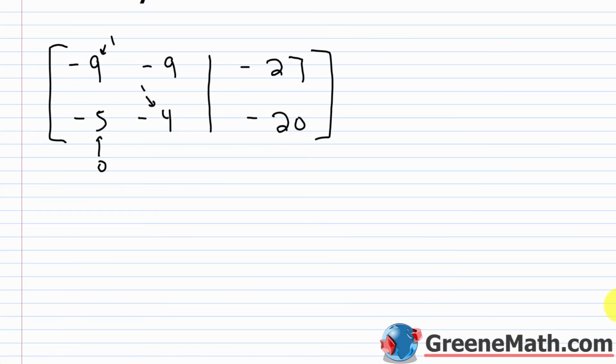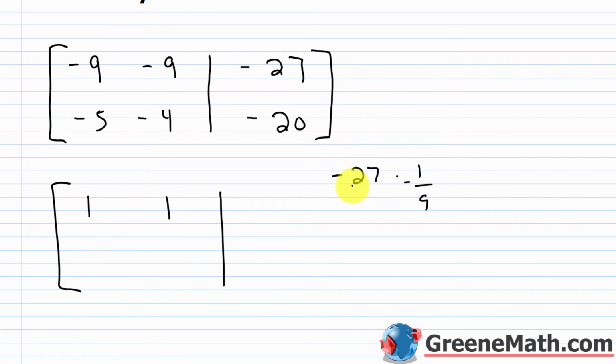All right, so let's get started. How would I make negative 9 into a 1 using the row operations? Well, that's easy. I can always multiply negative 9 by the reciprocal, which is negative 1/9. If I multiply negative 9 by negative 1/9, I know that this would be 1. If I multiply negative 9 by negative 1/9, again, I'm going to get a 1. If I multiply negative 27 by negative 1/9, this cancels with this, and I get a 3 here. So negative 3 times negative 1 would be 3.